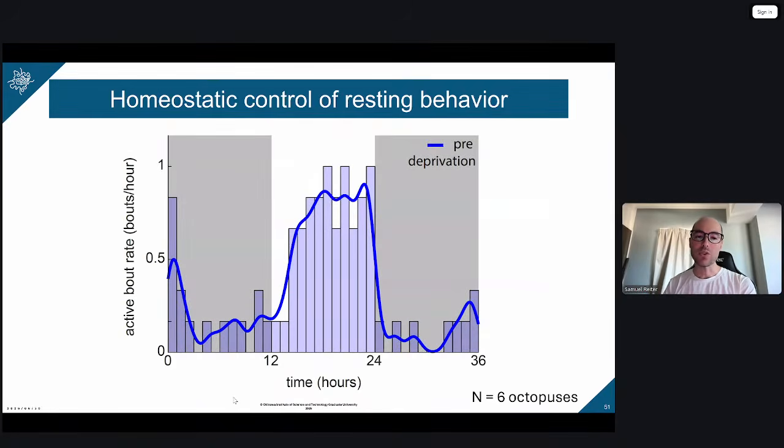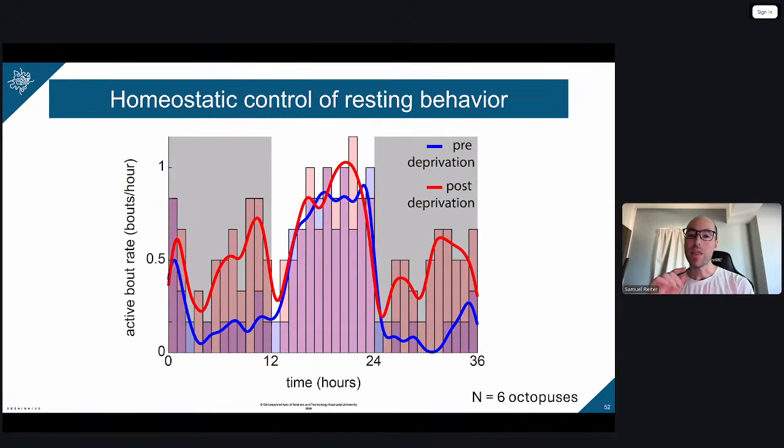So this is tracking the number of active rest bouts over 36 hours. This is a nighttime, daytime, nighttime experiment over many octopuses. And we can see that the octopuses do many more of these active rest bouts during the day, not very many at night when they're active, running around hunting for crabs. We then, my graduate student Aditi, continuously bothered these animals with a paintbrush for a couple days, and then let them freely behave. And we saw what they would do.